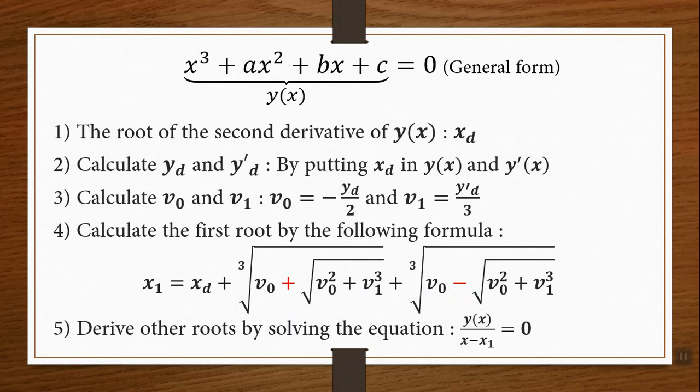Y prime of x is the first derivative of y with respect to x. The third step is to calculate v0 and v1. v0 is equal to minus yd over 2, and v1 is equal to y prime of d over 3.